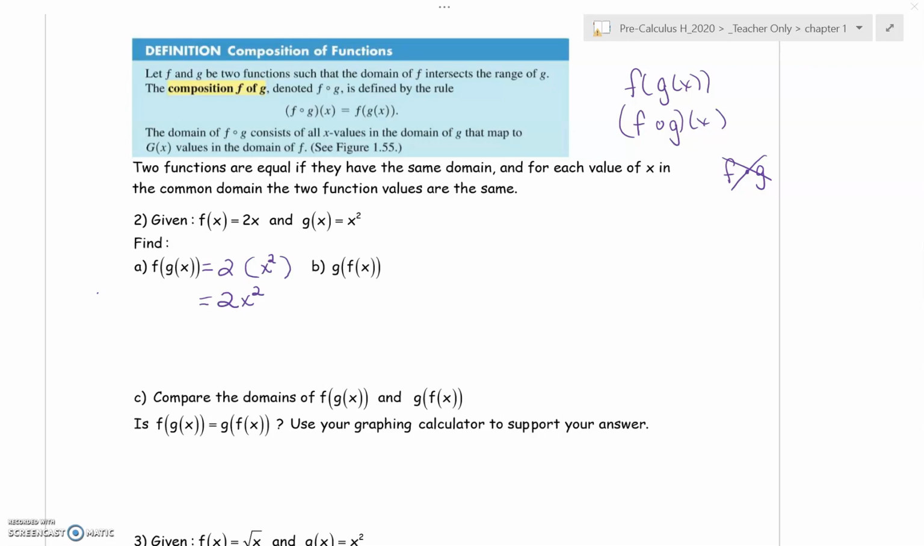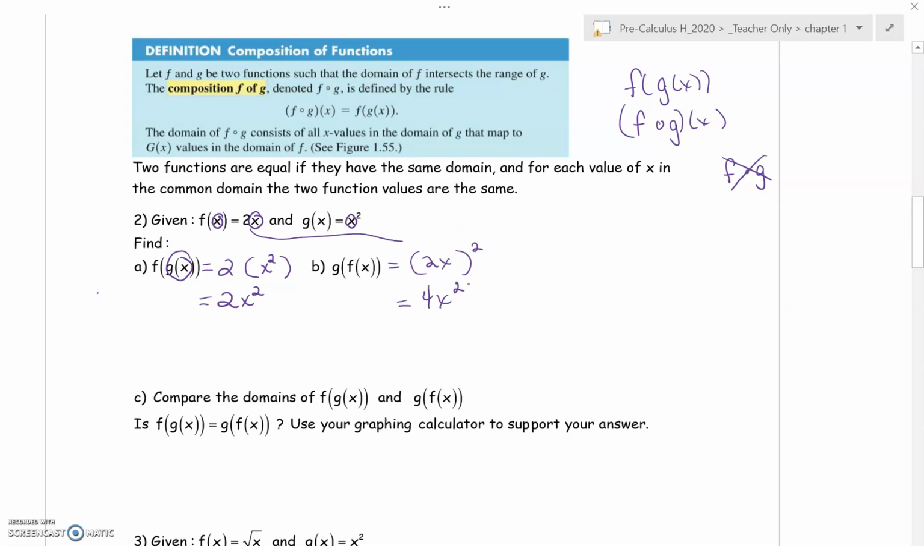So if I would like to find f of g of x, notice my g is on the inside of these parentheses. So I take f, and everywhere I see an x, I'm going to replace it with all of g. So it used to say f of x, but now it's f of g of x. So all of g is put into those parentheses. I have 2x squared. For g of f of x, I have x is squared. So we're not using x anymore, we're using all of f. So all of f would go into those parentheses, and we end up with 4x squared.